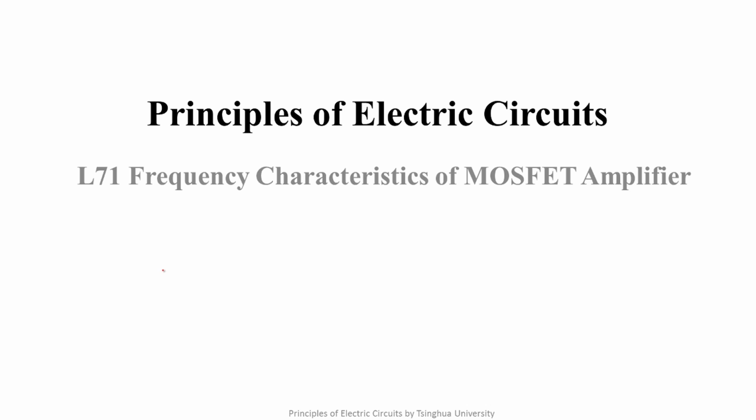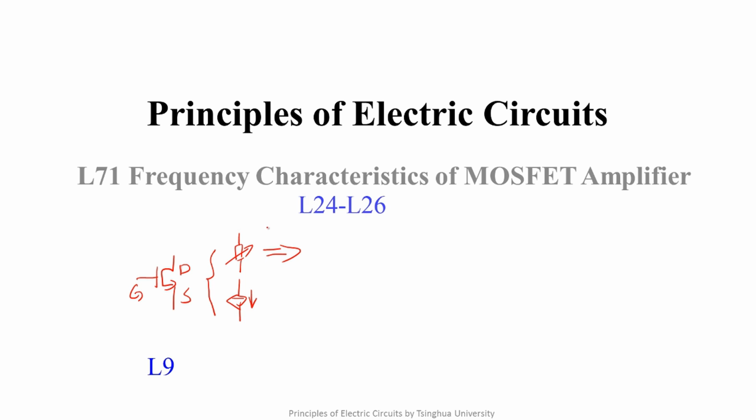Before the discussion, we first review MOSFET. We introduced MOSFET in lecture 9. We found that MOSFET can be seen as a controlled resistor through simulation. It can also be seen as a dependent source. We discussed all kinds of gate circuits in lectures 24 to 26 using this part of the controlled resistor, such as inverters. We discussed amplifier in lectures 42 to 45 using this part of dependent sources, current source.